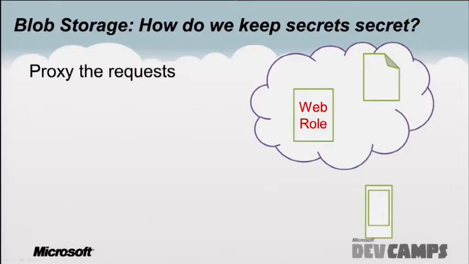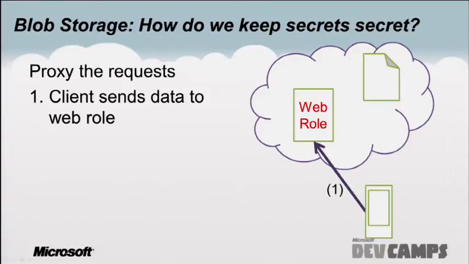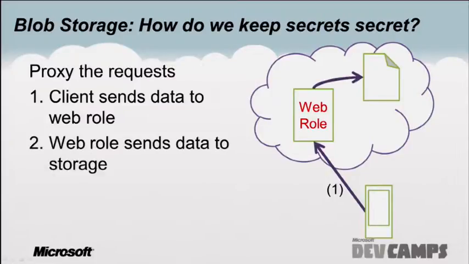To do this, we have our device, we take our photo, and then we're actually pushing the whole physical image up through the web role. The web role has our storage account name and storage account key. Once that image gets up there, it's then proxying it in to the storage account. In this case, our keys are safe up in that web role, they're not on the device.